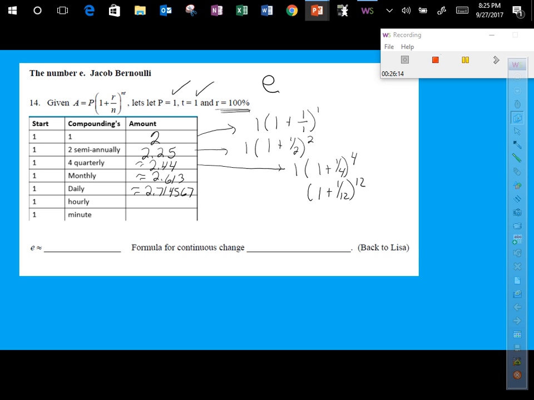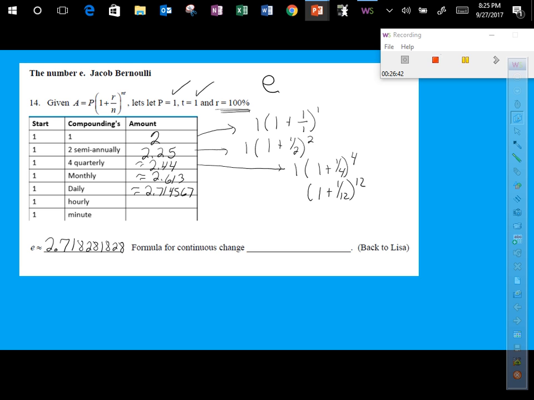But guys, you have an e button on your calculator. If you would find that and go second e to the x and let x be 1, you're going to see that e is approximately this value right here, 2.71828 1828. It's kind of like the number pi. It goes on forever without true repetition.